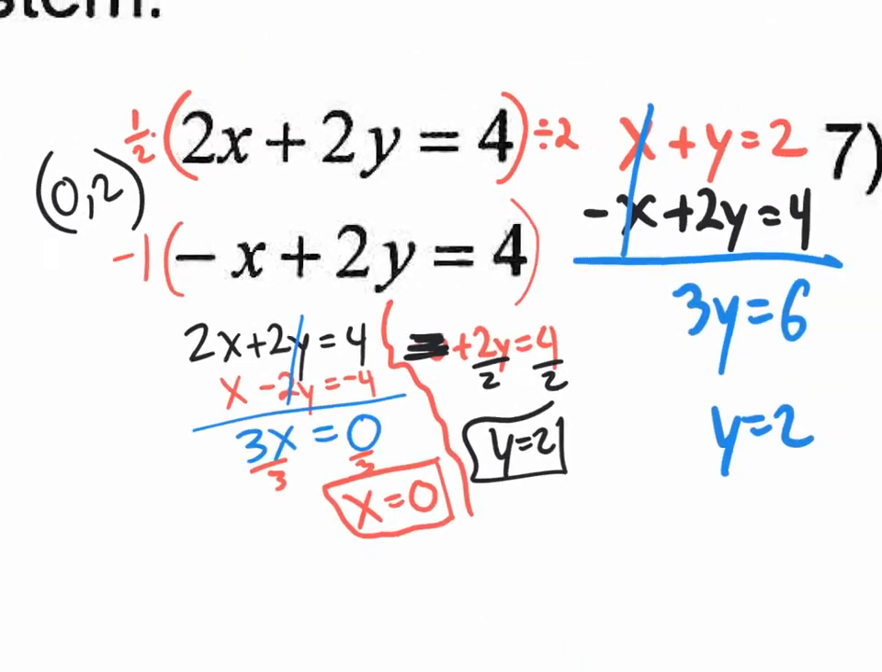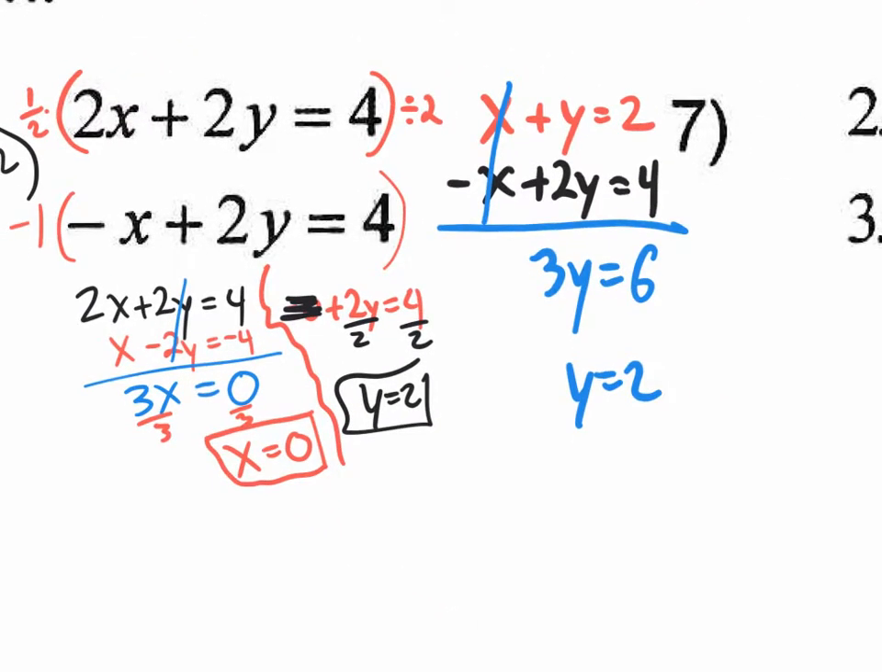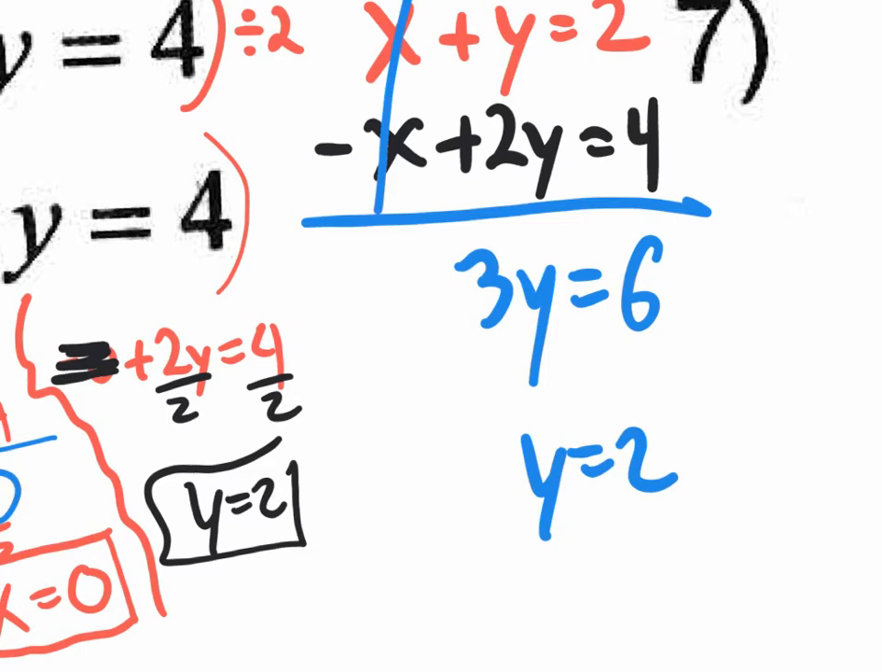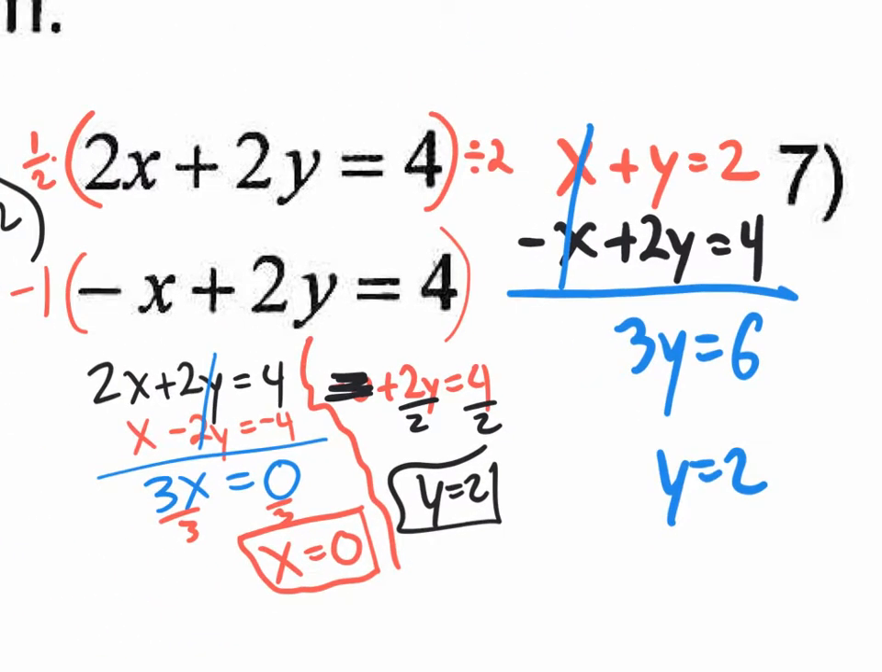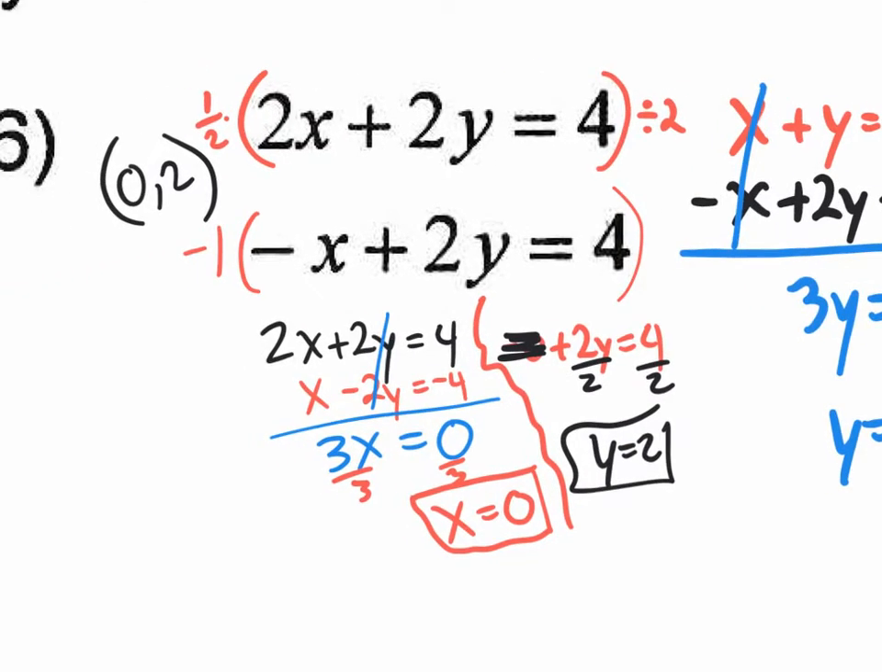I just wanted to show you an alternate route over here. See, we still got the y value of 2. By dividing the whole top equation by 2, we got the same y value, and we would have gotten the same x value, but go with what you're comfortable with.